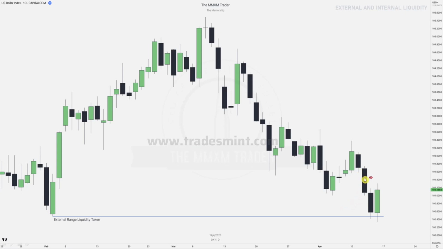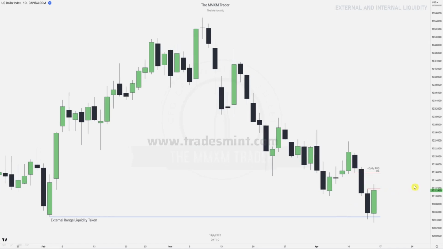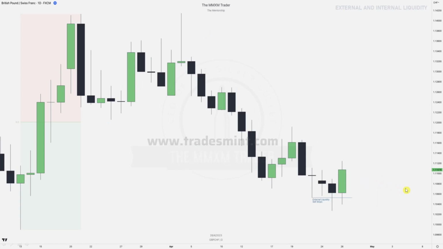Yes, we have over here this daily fair value gap, internal range liquidity. We've got a British pound Swiss franc daily chart over here. Again, example after example, keep repeating this. Down here, external range liquidity, old swing low, right? Over here. And might I add, we have a rejection block here, right?